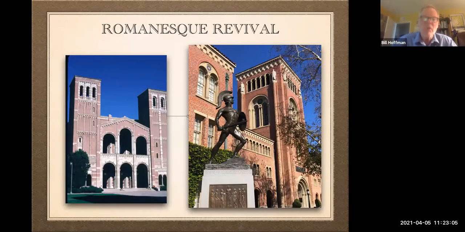The Romanesque revival, we talked about that before, with the small columns and the rounded arches. This was a very popular style in many, many cities prior to 1930. Once again, they were made out of stone. They had rounded arches and small columns. You can see, by the way, this is USC on the right and UCLA on the left. This was a very common style for academic architecture.